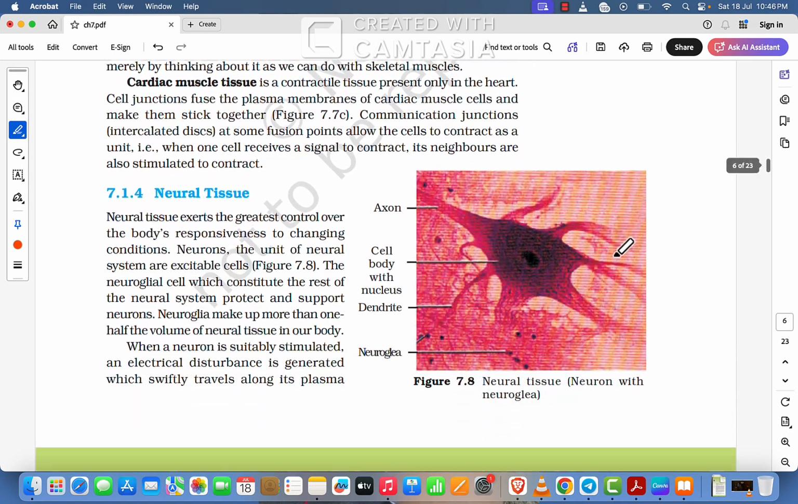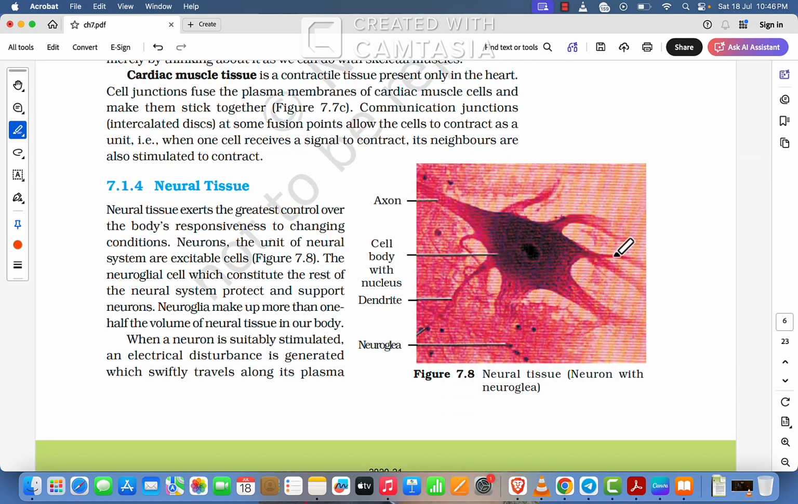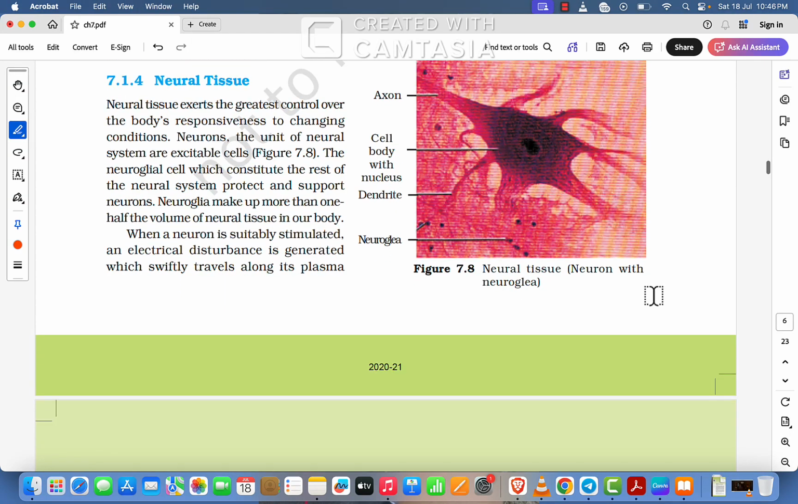muscles. Cardiac muscles are contractile tissue present only in the heart. Cell junctions fuse the plasma membrane of cardiac muscle cells and make them stick together. Communication junctions, intercalated discs at some fusion points, allow the cells to contract as a unit. That is, when one cell receives a signal to contract, its neighbors are also stimulated to contract.